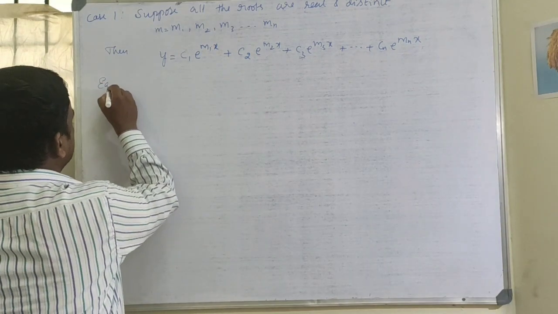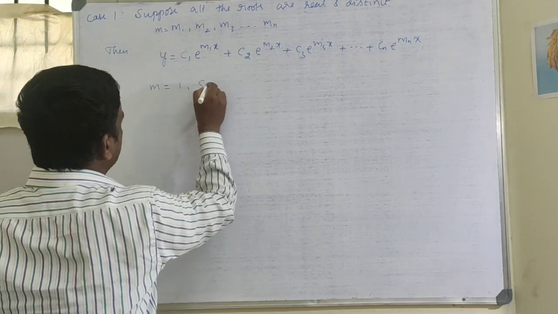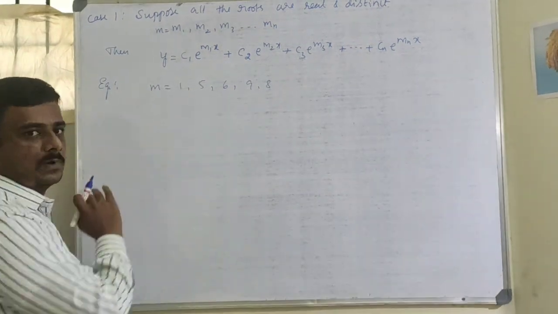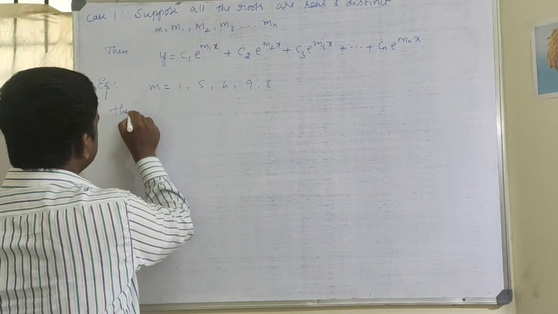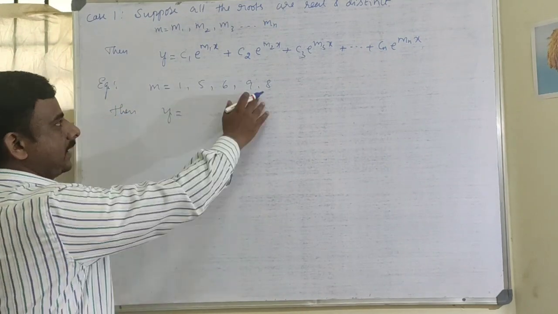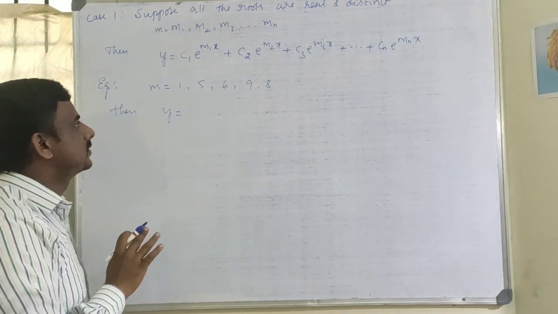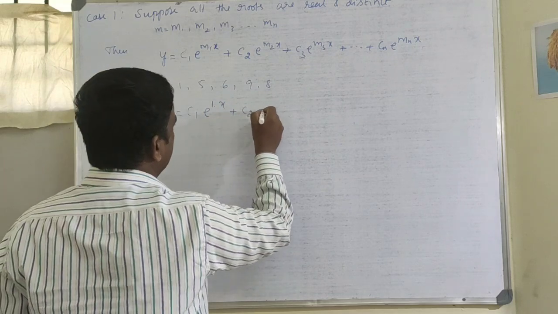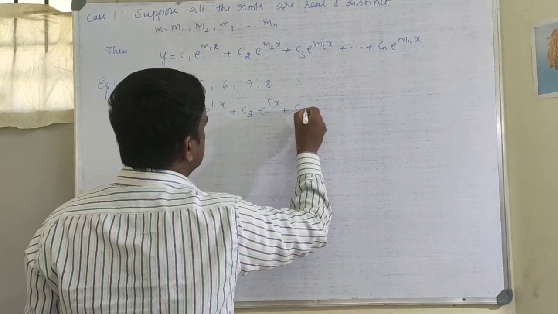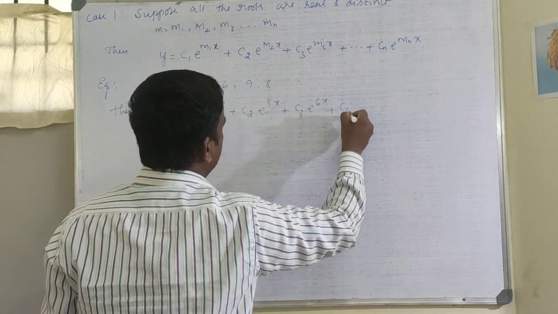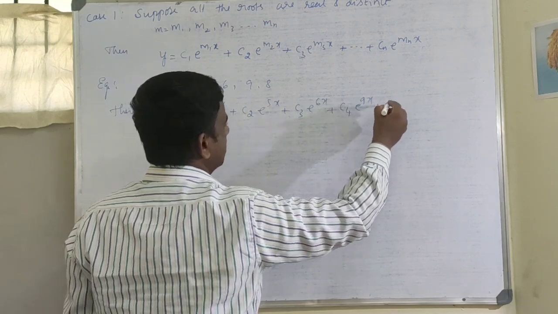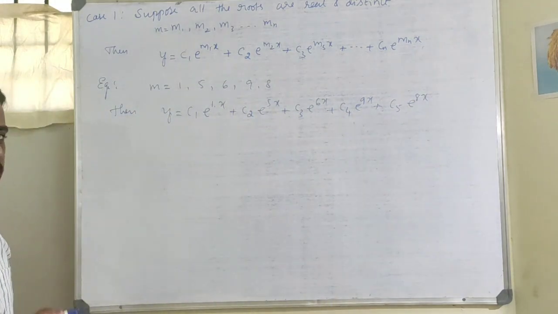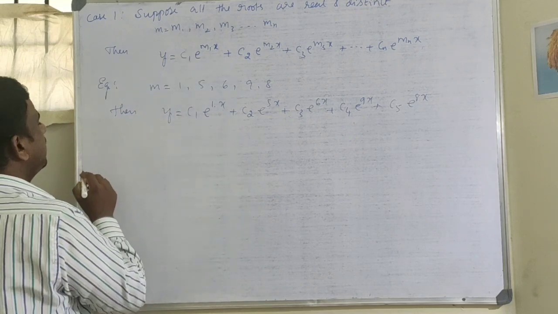For example, if you have roots 1, 5, 6, 9, 8, all the roots are real numbers and none of them are equal. In that case, you can take these roots in any order. The order does not matter here. So y equal to c1 e^(1x) plus c2 e^(5x) plus c3 e^(6x) plus c4 e^(9x) plus c5 e^(8x). That is the way of writing the solution in case of real and distinct roots.